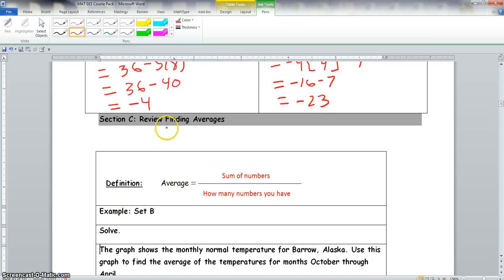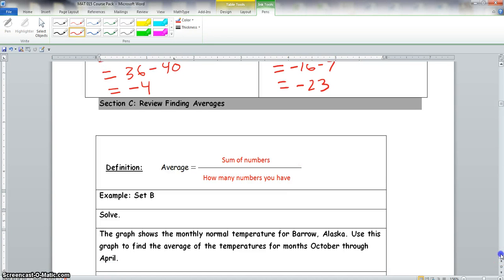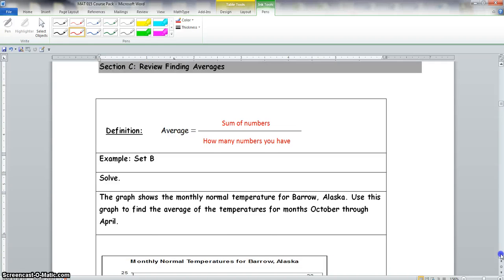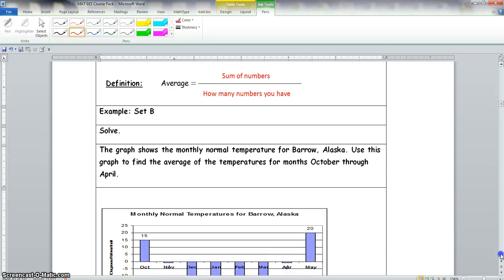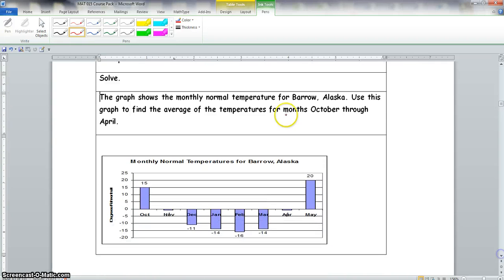Now we go down here. Review finding averages. We have average. It's the sum of numbers divided by how many numbers you have. Now we have this question here. It says the graph shows the monthly normal temperature for Barrow, Alaska. Use this graph to find the average of the temperatures for months October through April. So they want us to go from October to April.